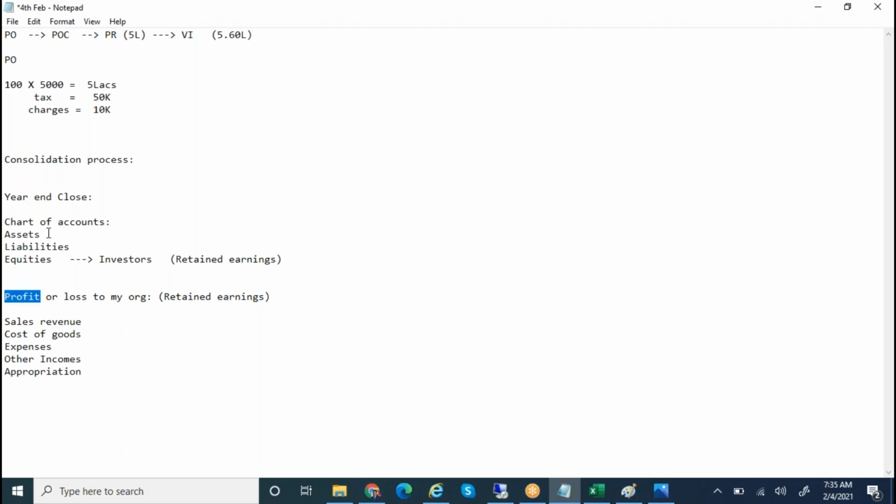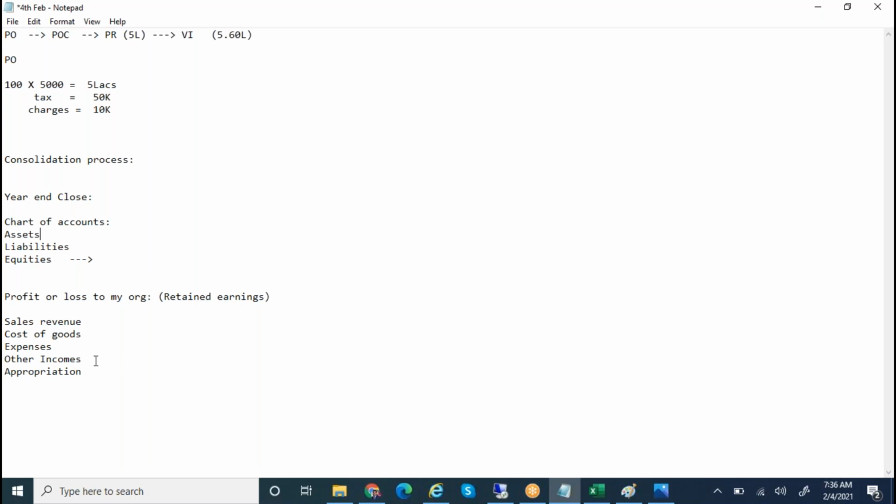And now for assets, liabilities, and equities, the balances will be carried forward to the next year. What it means: suppose from domestic customers I need to receive 20 lakhs, and from international customers I need to receive 80 lakhs. Then those balances will be transferred to the next year.